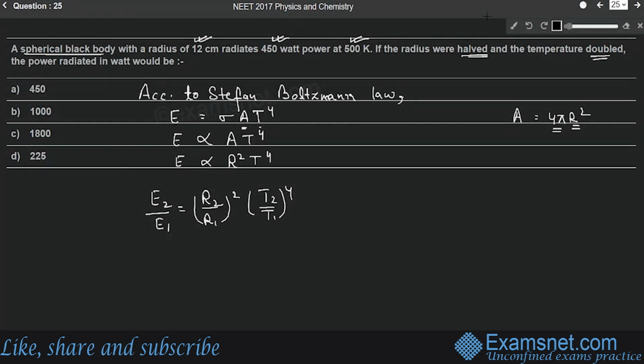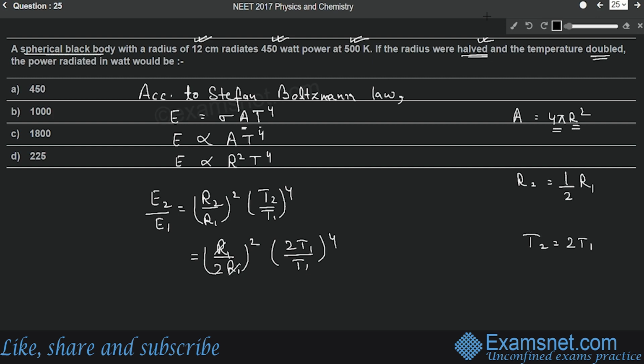Okay. Now it is given in this question that the radius were halved. That means R2 is half of the first radius R1. Okay. So in place of R2 we can write R1 by 2. So it is equal to R1 by 2, and here we have R1 square, and the temperature is doubled, so T2 is equal to 2T1. So in place of T2 we'll write 2T1, and here we have T1 to the power 4. So R1 cancel, T1 cancel, so here we get half square, here we get 2 to the power 4.